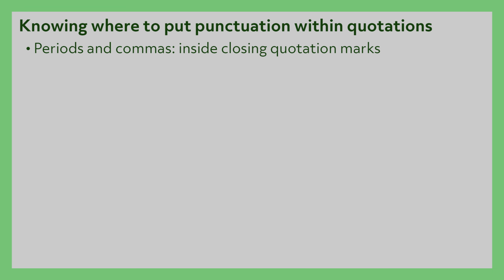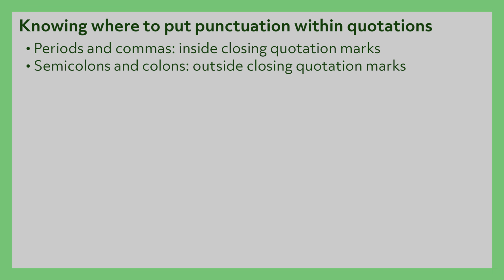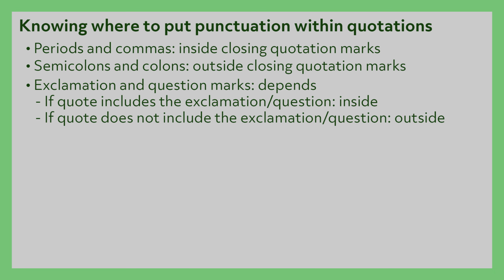Periods and commas are always put inside closing quotation marks, while semicolons and colons are always put on the outside. Exclamation and question marks vary. If the quoted material includes the exclamation or question, the mark goes on the inside. If the material is being quoted within an exclamatory or interrogative sentence, the mark goes at the end of the sentence. Here are some examples.